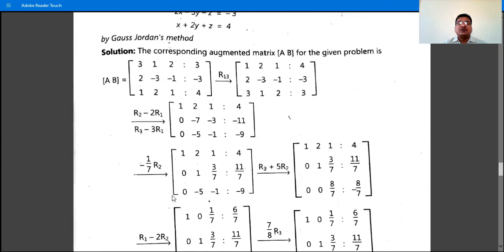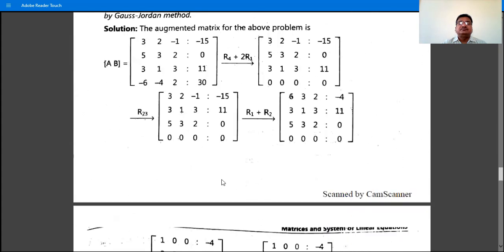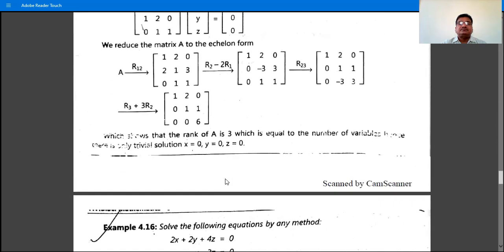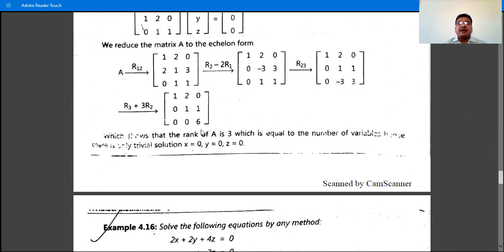Solve this by Gauss-Jordan method. That is, reduce the matrix to reduced row echelon form. This is the example on the homogeneous system. Reduce the matrix to echelon form. Homogeneous system is always consistent. If you observe this, rank of A is 3, rank of AB is also 3, and is equal to the number of variables. The system has a unique solution.